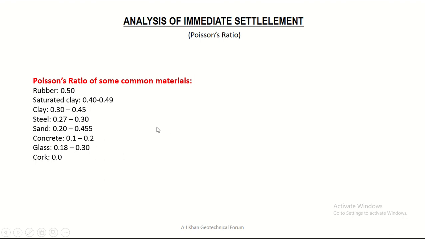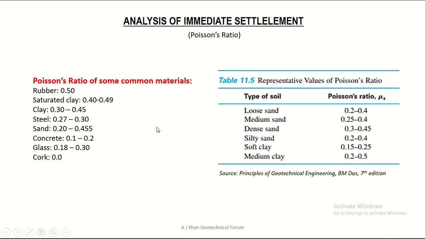Okay, let us talk about our soils then. Das, in the 7th edition, has populated some Poisson's ratio values for loose sand, medium sand, dense sand, silty sand. These are very handy. You'll have to have all these tables available with you when you are calculating an immediate settlement of a subsoil.